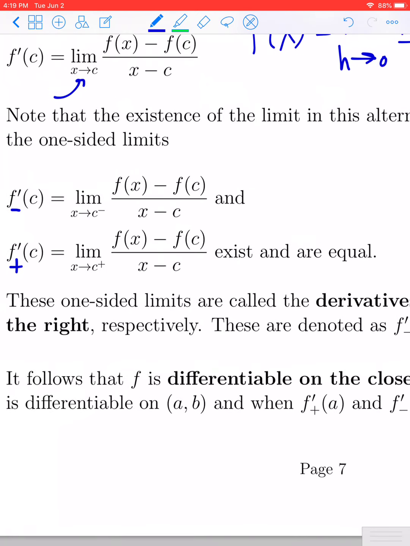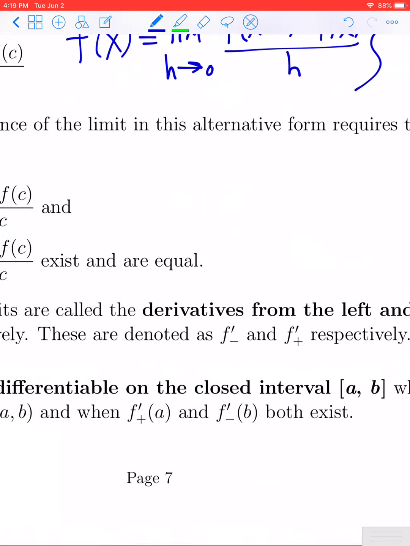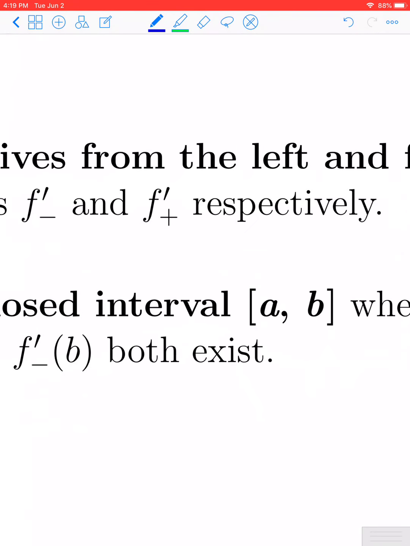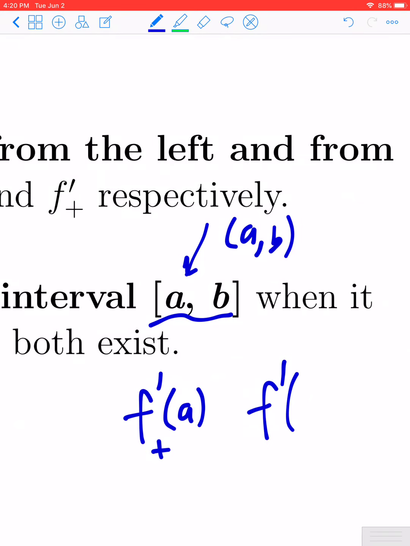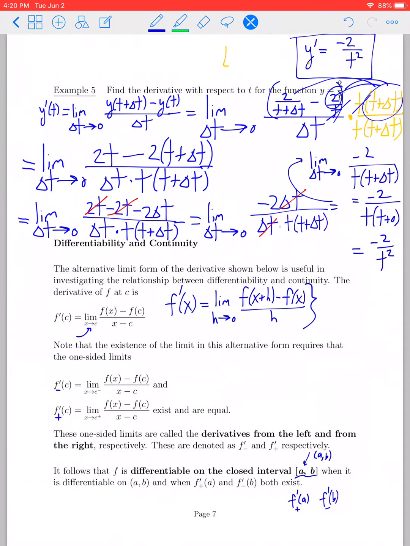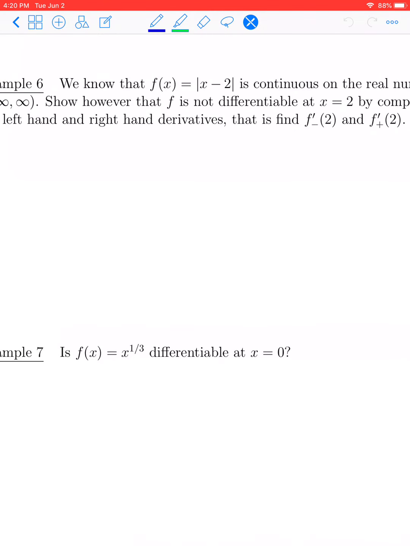This will also allow us to now define differentiability on a closed interval. We would say that a function is differentiable on the closed interval a to b if it's differentiable at every point in the interior, so if it's differentiable at every point inside a comma b, and if you also have a derivative at a, which technically would be a right-hand derivative, and if you have a left-hand derivative at b. So differentiability on a closed interval means differentiability in the interior plus differentiability at the endpoints. We will go over this next, but we're going to look at the left-hand and right-hand derivative to see what's going on with the absolute value of x minus 2 at x equals 2.